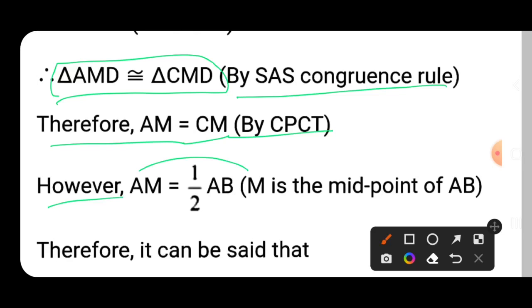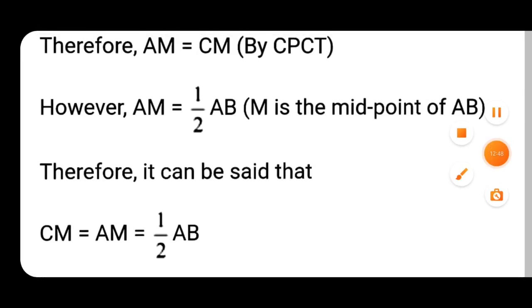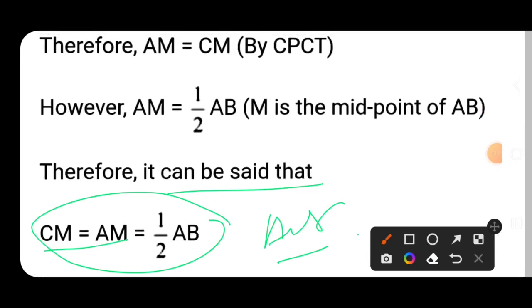However, AM is equal to half of AB, because M is the midpoint of AB. So therefore it can be said that CM is equal to AM is equal to half of AB. This is your final solution.